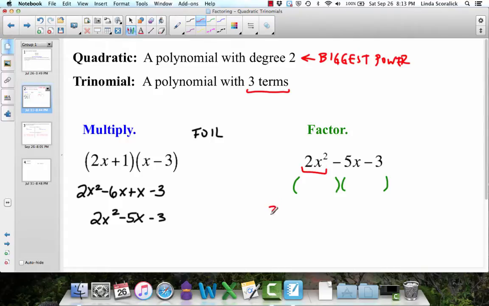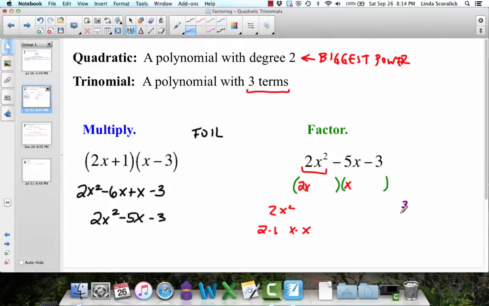So let's think about this 2x squared. 2 is prime, so I know that that has to be 2 times 1. X squared I know has to be x times x. So that lets me know that my front term is 2x, and my front term in the other set of parentheses is x.